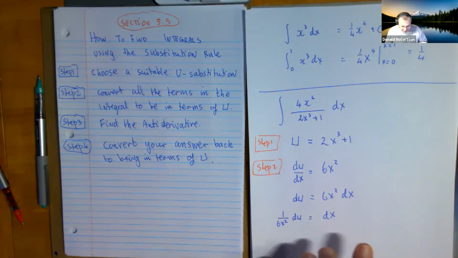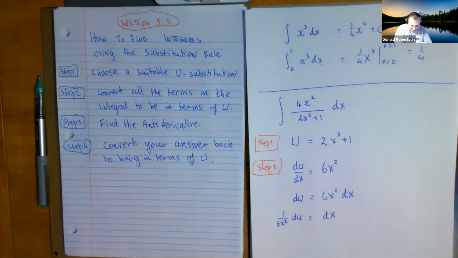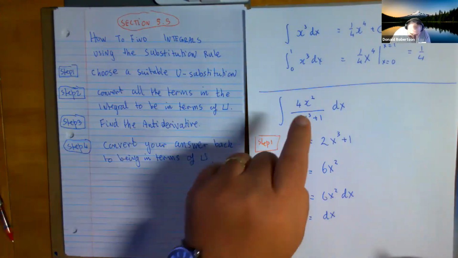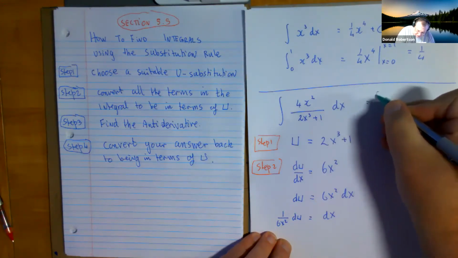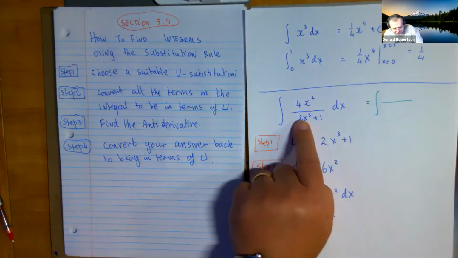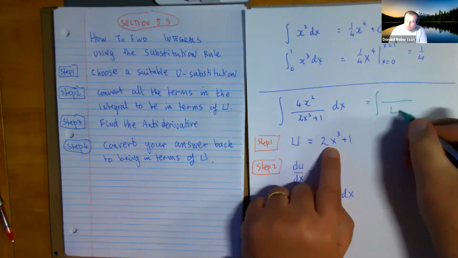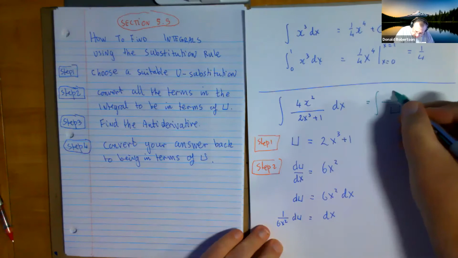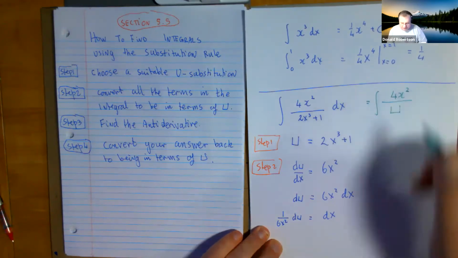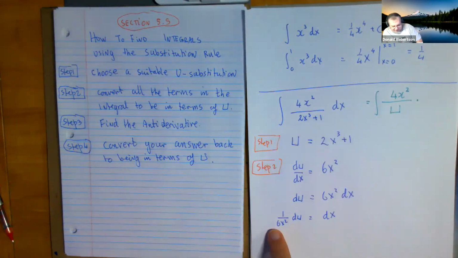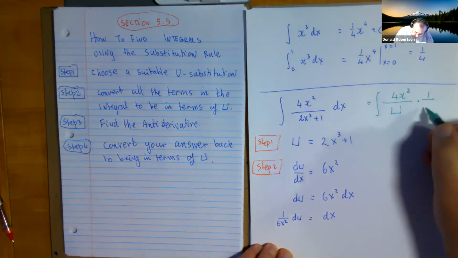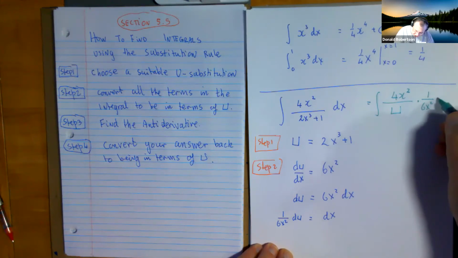Now you say, well, how's this going to work? Watch. I'm going to change to green here. You see this guy here? This fella? 2x cubed plus 1 is u. 4x squared right now is 4x squared. But can't I turn this dx into this guy? See the dx? I'm turning it into this guy, which means I'm going to turn it into 1 over 6x squared du.